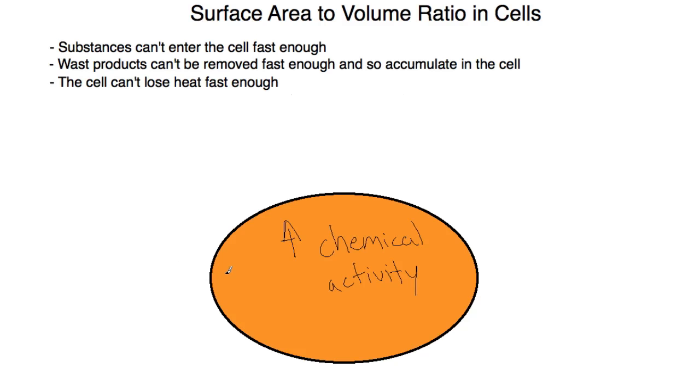This means that there will be a shortage of substances within the cell. Another problem is that the waste products won't be removed fast enough, which means that the waste products start to accumulate within the cell. And finally, because the chemical activity is increasing, the cell is producing more heat. But since the surface area hasn't increased enough, it will have trouble losing this heat and it can overheat. This is why surface area to volume ratio in cells is so important. Cells can only increase in size to a certain extent.